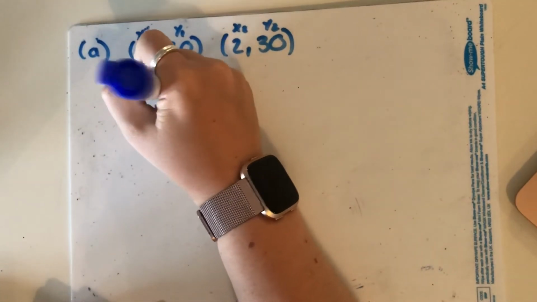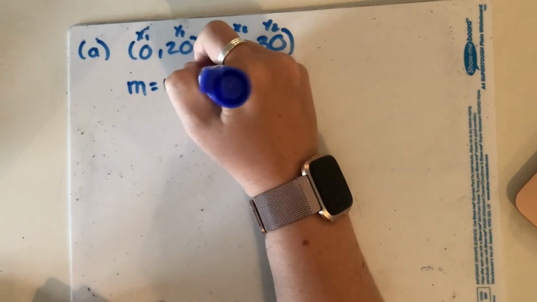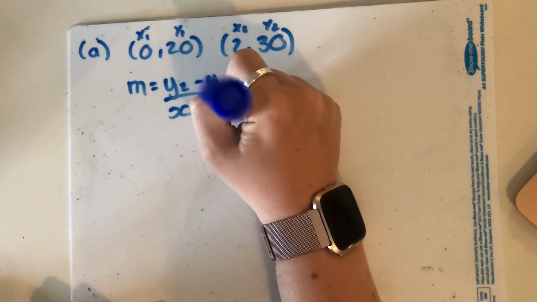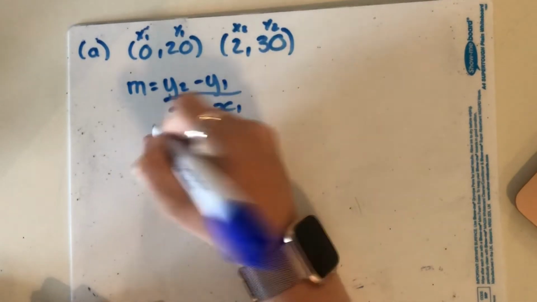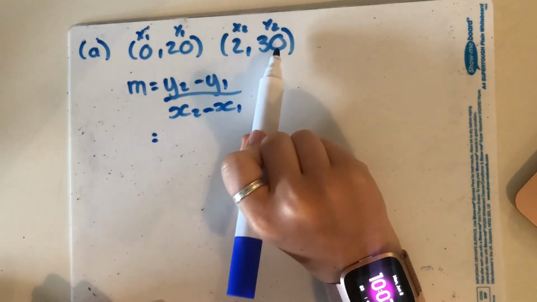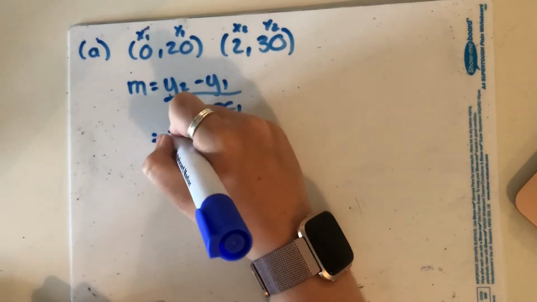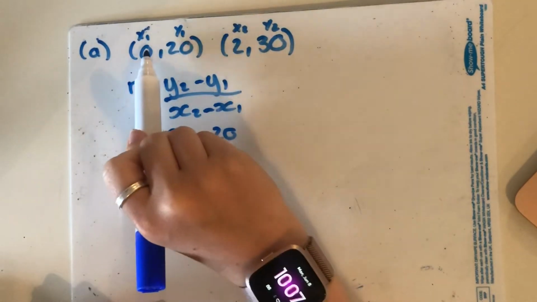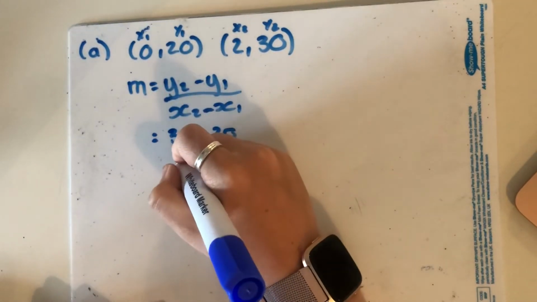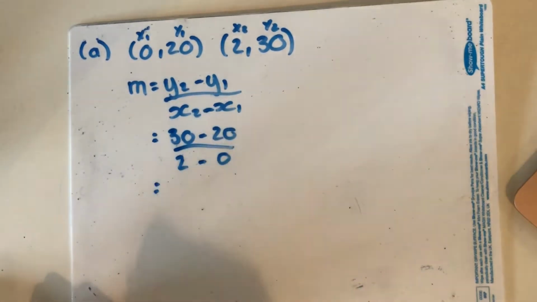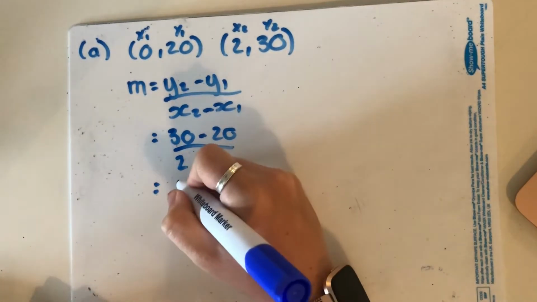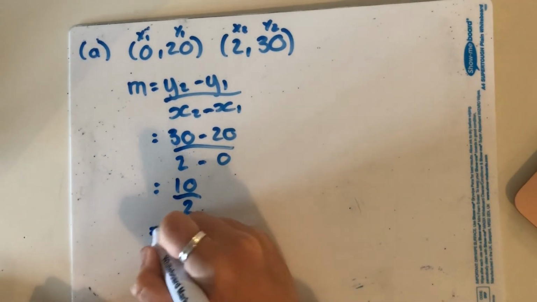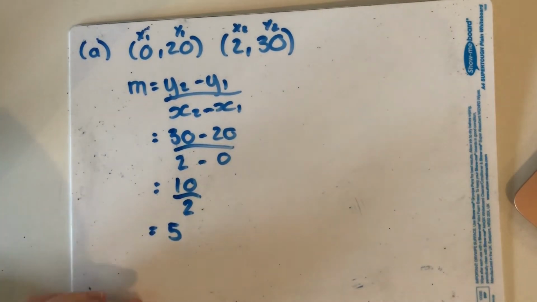So write down your equation. M is equal to y2 minus y1 over x2 minus x1. You do have to write that every time. On top, you're going to have 30 minus 20. And on the bottom, you're going to have 2 minus 0. So 30 take away 20 is 10, 2 take away 0 is 2, fully simplified, your gradient is 5.